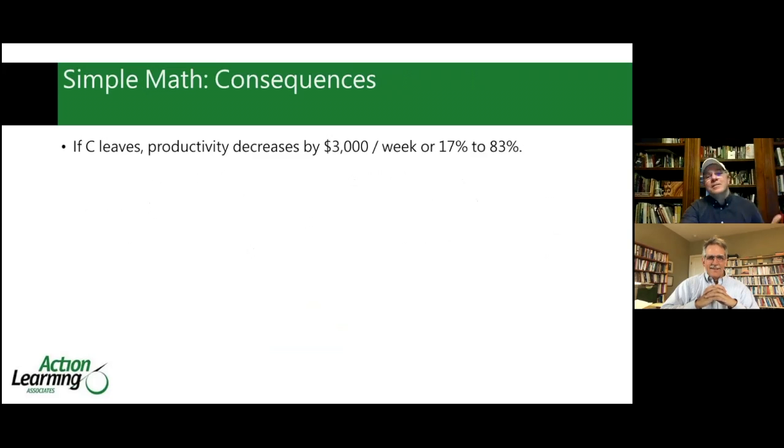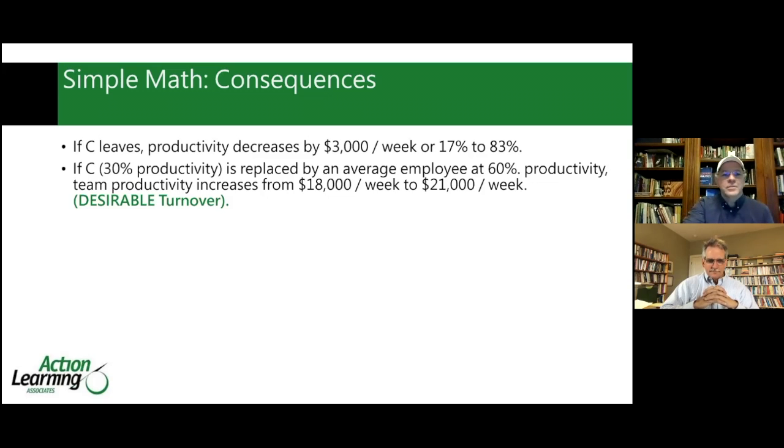So the consequence of that math is that if employee C departs, your productivity decreases by roughly $3,000 per week. That's a 17% drop. You go from 100% productivity down to 83. It's not a huge drop, but it's a drop, and it's something you could probably backfill with extra work for the other 2 employees. But if C is replaced by an average employee, at that 60% productivity level, then productivity actually increases from $18,000 per week to $21,000 a week for your team. That's desirable turnover.